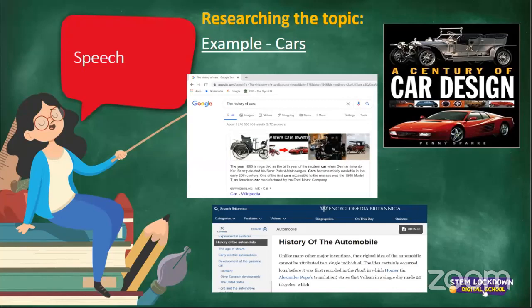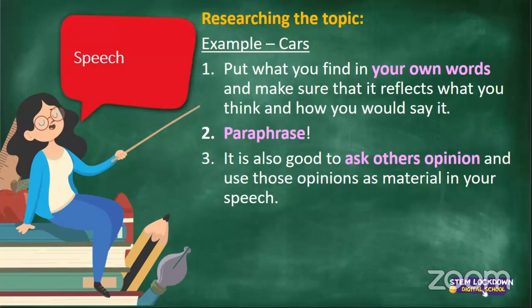Okay, so you use these things and more to make sure that your information is research worthy. Your speech is quality. For example, here, put what you find in your own words. So I know that this is difficult, but if you find information about cars online, don't copy and paste it. Paraphrase it. And I'm going to teach you how to paraphrase in a few seconds. It is also good to ask for other people's opinion, and use those opinions as material in your speech.